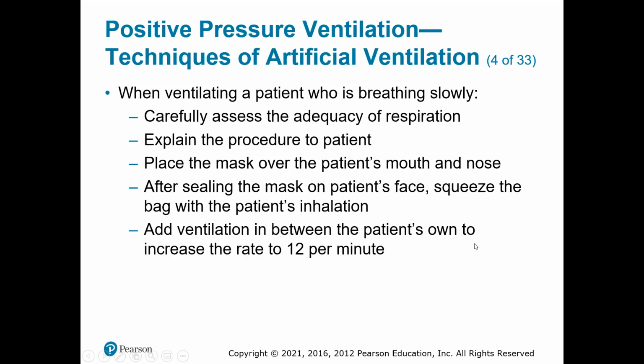You're going to add ventilation in between the patient's own breath when you need to breathe for them because they're breathing too slow. You want to increase the rate to about 12 times per minute. So if they're breathing at 30, you're going to try to decrease it to about 12 times per minute. And if they're breathing under 8 to 10, you need to bring it up to about 12 times per minute.